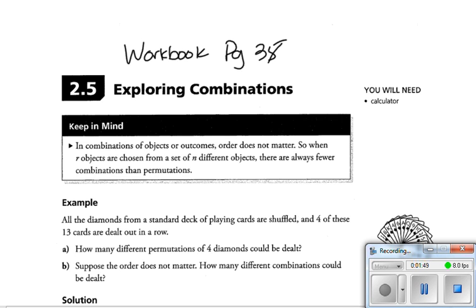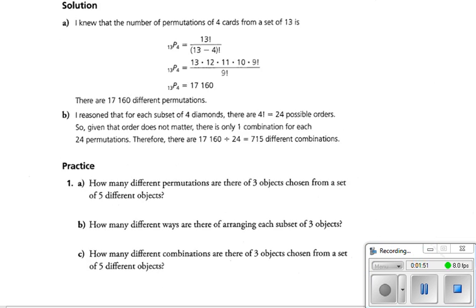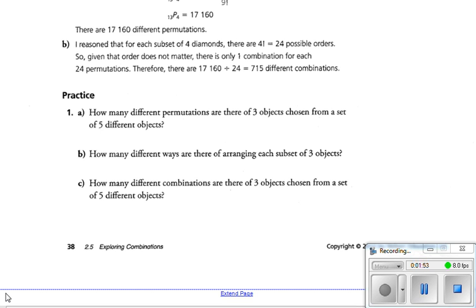So I want to look at number 1 and then maybe number 3. On page 38, how many arrangements are there of 3 objects chosen from a set of 5? So how did we solve this problem? There are 2 ways we could have solved it. We could use the fundamental counting principle, and so how many spaces would we have? 5 or 3? We'd have 3.